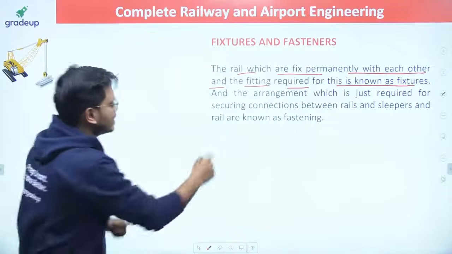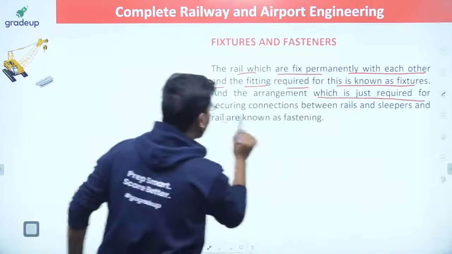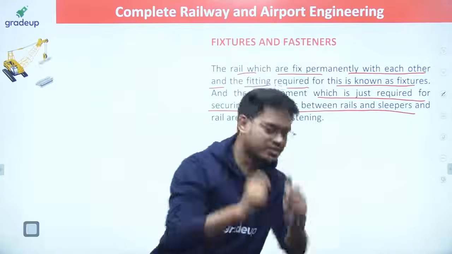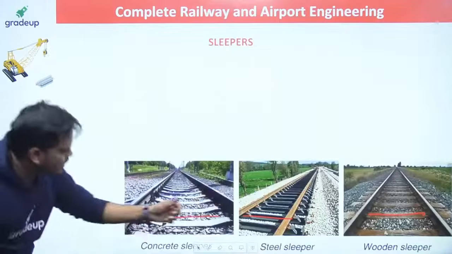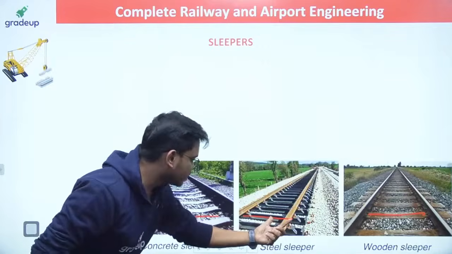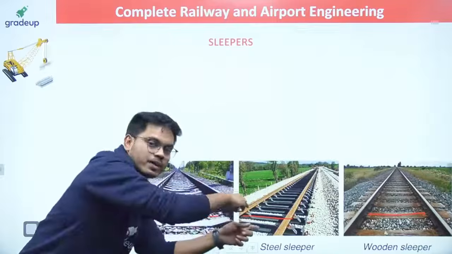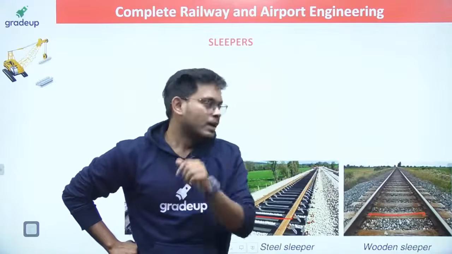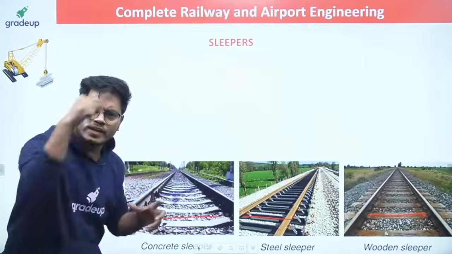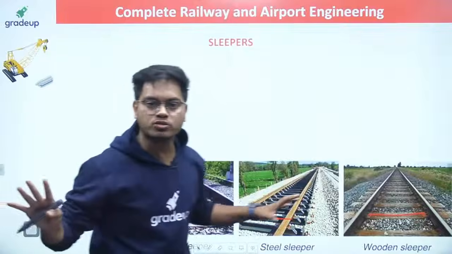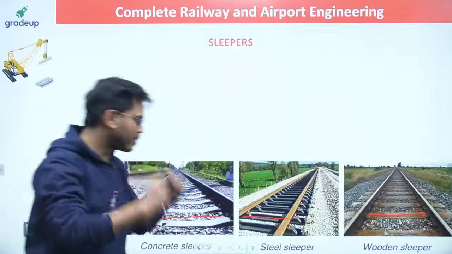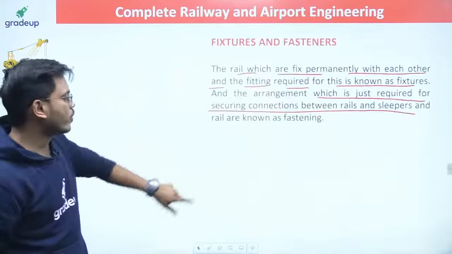And the next thing is the arrangement which is required for securing the connection between rail and sleeper. You have seen just now in this image the sleeper, and on the sleeper we have the rails. How are the sleeper and rails connected? Fevicol? No. Do we drill any holes? No, we don't drill any holes. Then how are they connected? They are simply kept in position with the help of fastenings.